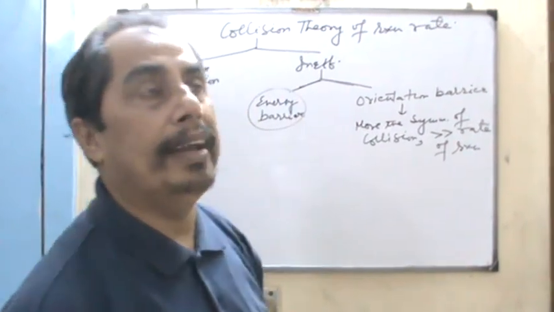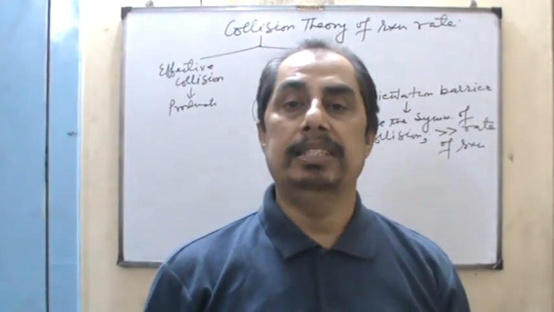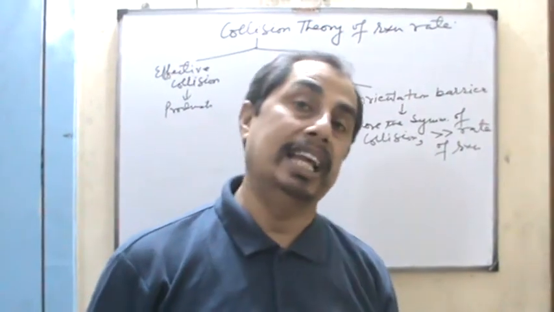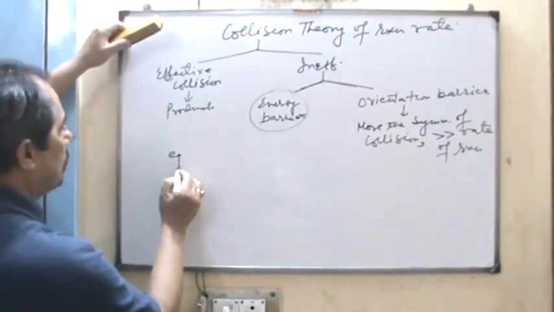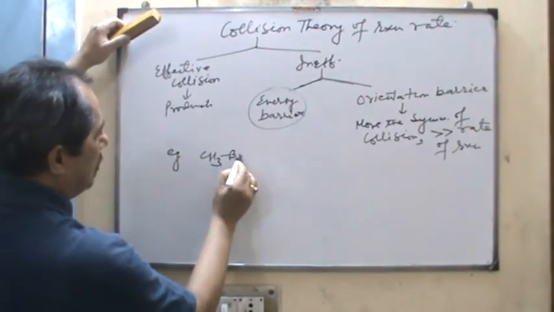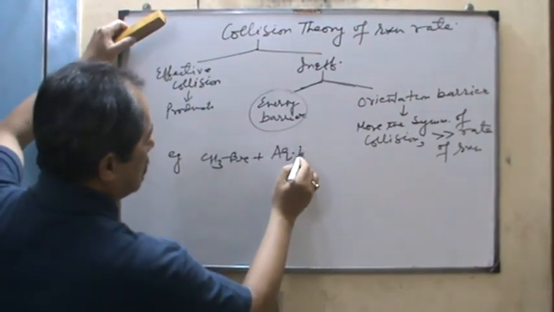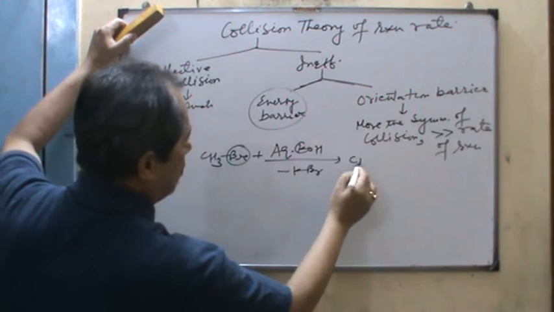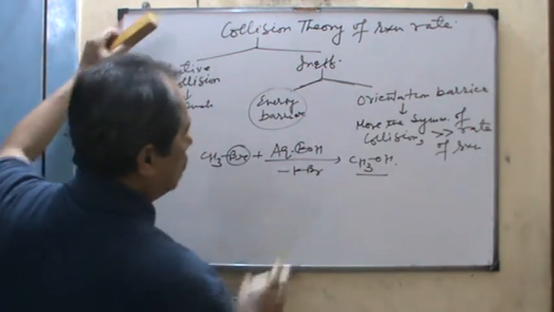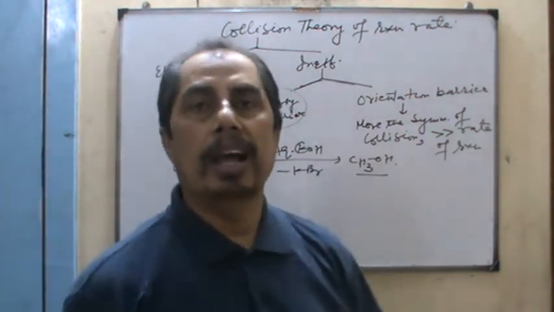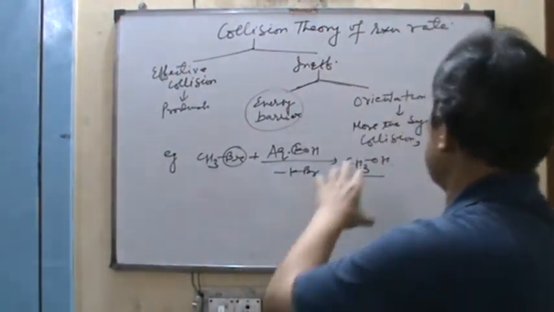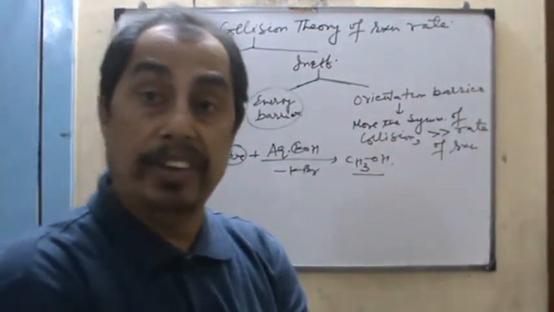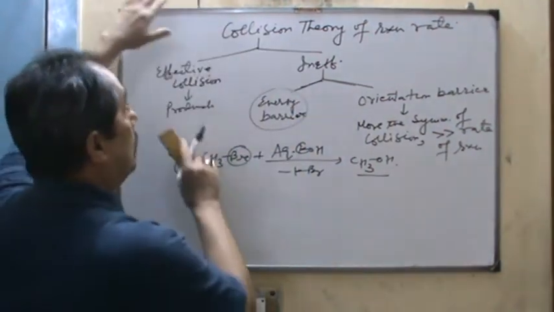Whenever methyl bromide is made to react with aqueous NaOH or KOH, what is formed? Methanol, or methyl alcohol. My dear students, here I give you CH3Br, bromomethane, plus aqueous NaOH or KOH; KBr is lost here, and methyl alcohol is formed. So by taking this reaction, I try to explain the orientation barrier, or symmetrical collision of the reactants, which plays a significant role in explaining the effective collision.